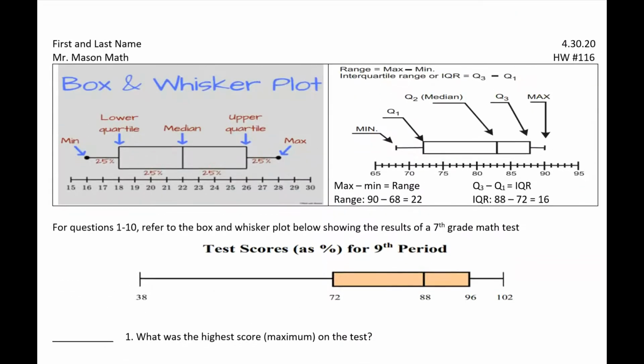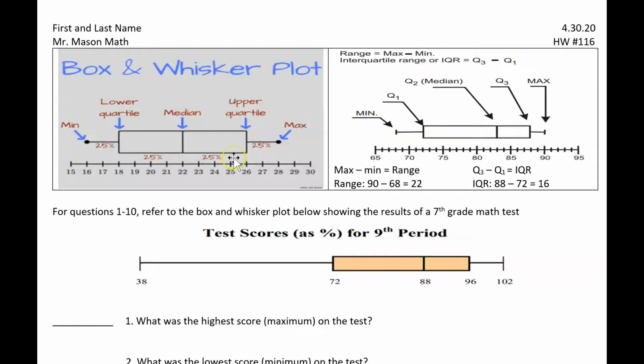Let's begin here. Remember the dots at the end of the box and whisker plots, those are your minimums and maximums. Sometimes they're little lines instead. The start of the box is your quarter one. The middle line in the box is your median, the middle of the data, and the end of the box is your quarter three. Each of these is broken up into 25%.